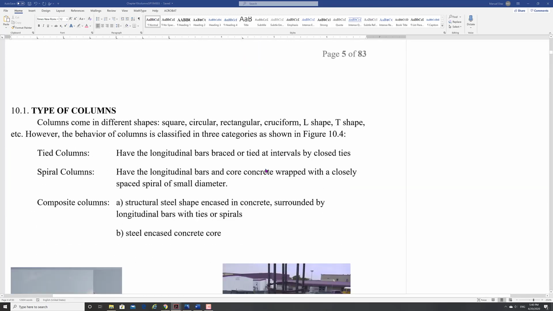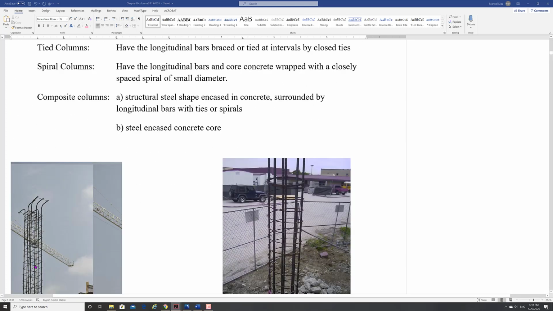Okay. So what are the types of columns that we have? In general, the columns can be square, circular, rectangular, cruciform, L-shape, T-shape, really any form. Any polygon could be a column. But the real categories are here. It can be tie columns, which means that you have ties, which are these horizontal members that you see here, at a certain distance, like the stirrups. But with columns, we call them ties.